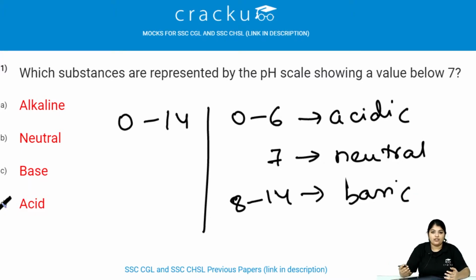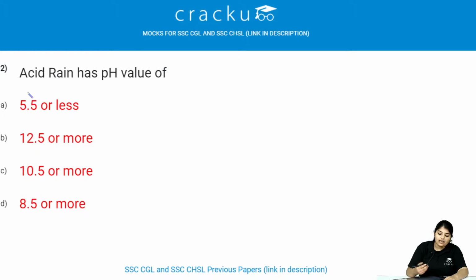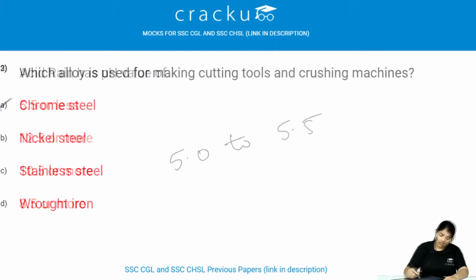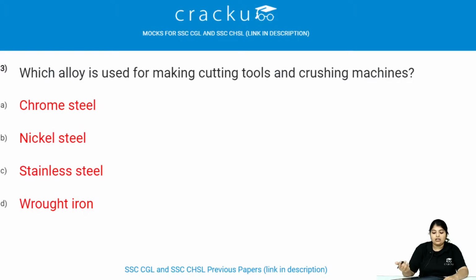Let us see the next question now. Acid rain has a pH value ranging between 5.0 and 5.5. Which alloy is used for making cutting tools and crushing machines? Chrome steel is used for making cutting tools and crushing machines.